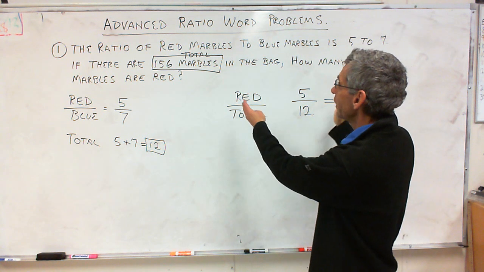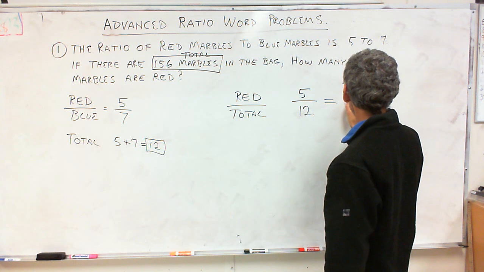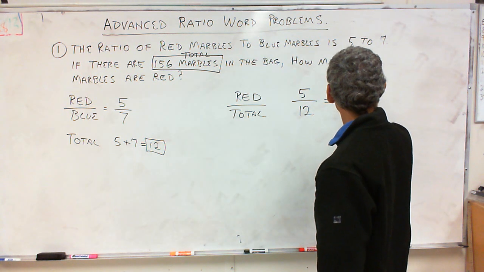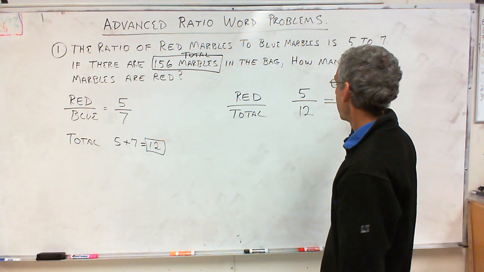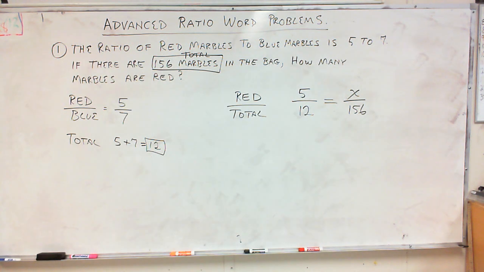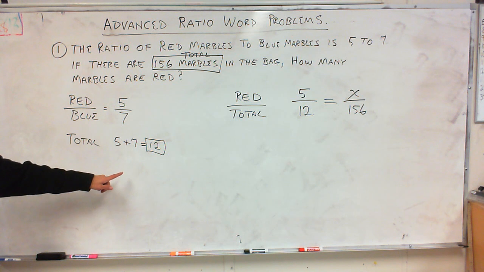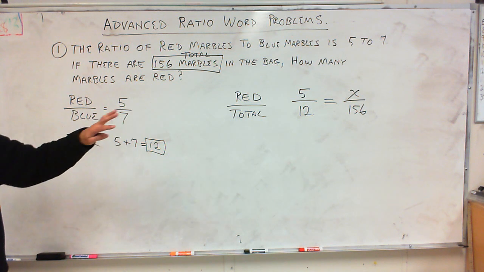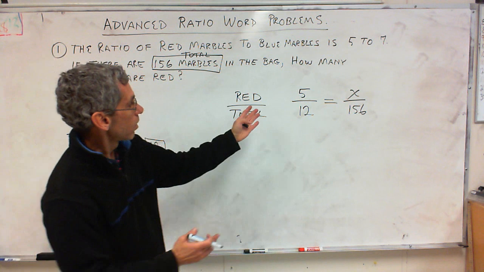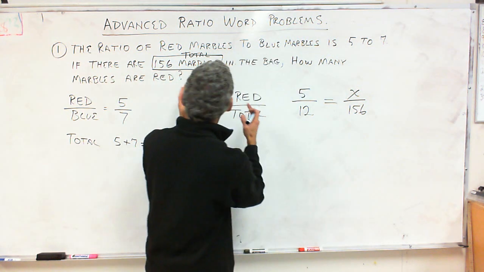So now I've got to use this information. The reds is on top, and I don't know what it is. So what am I going to put there? X. The total is what? 156. Does that make sense how we set that up? You guys all get that? You just have to realize when they talk about totals, you have to add this stuff to get a total. We're creating our proportion with the first ratio with this information, and then this with what we're trying to find.